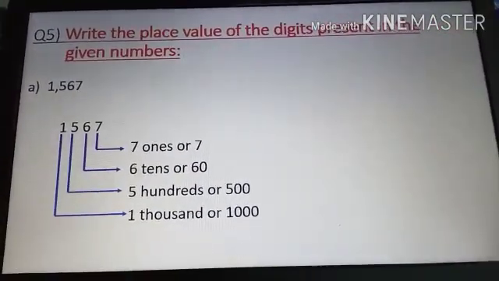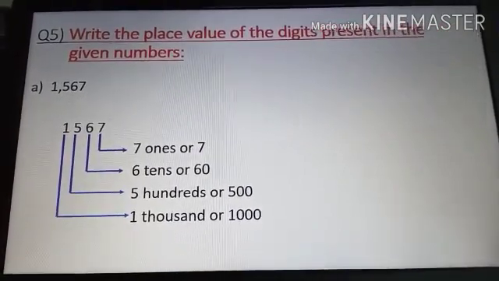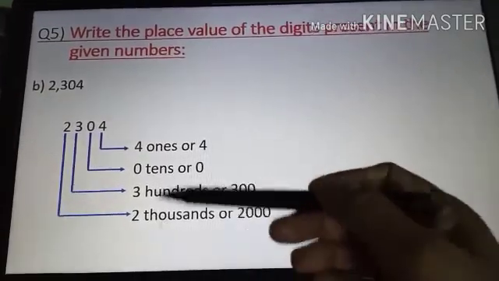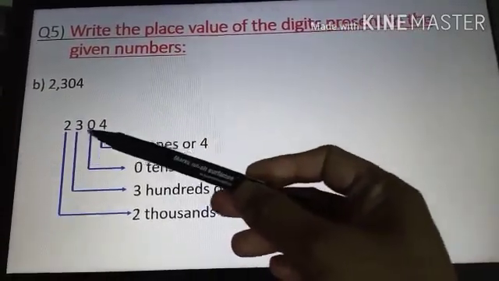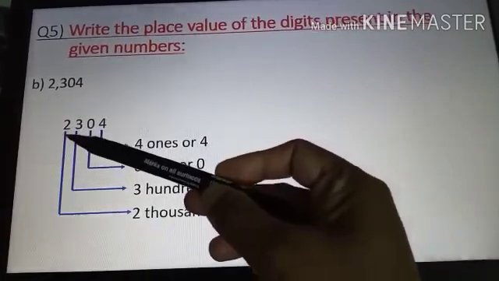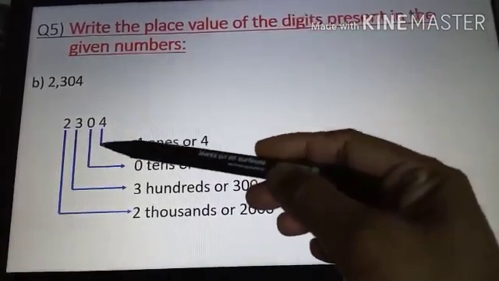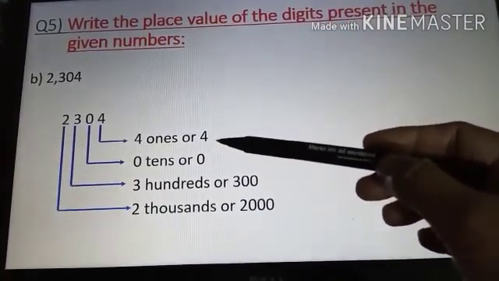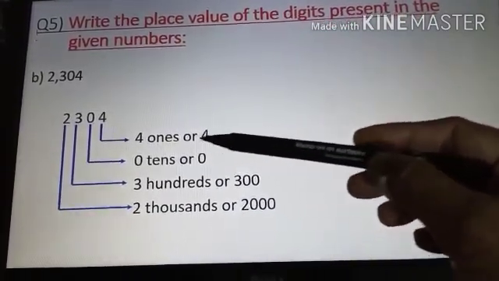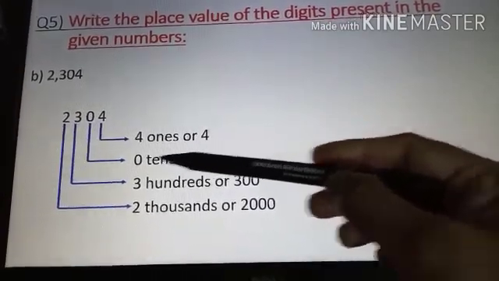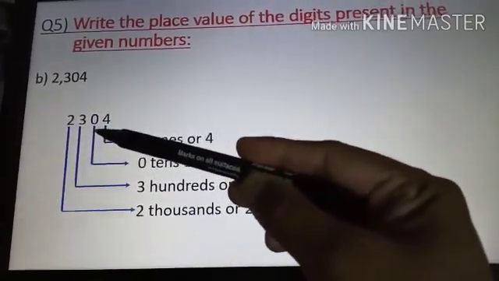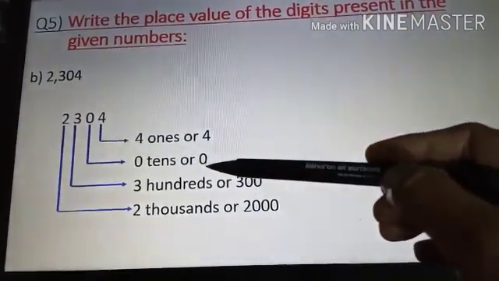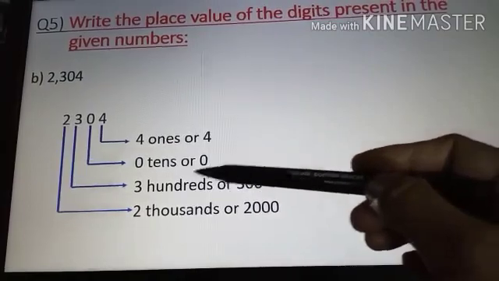Now move to the next question, children. Question number B. Our question is 2304. Again you read the place values. Ones, tens, hundreds, thousands. So 4 is at the ones place. So we are writing here 4 ones, or you may write 4. Okay, because 4 ones we can write as 4 also. Now we are coming to the 0. It is at the tens place. So you will write here 0 tens, or you may write only 0. Okay, no need to write two zeros.